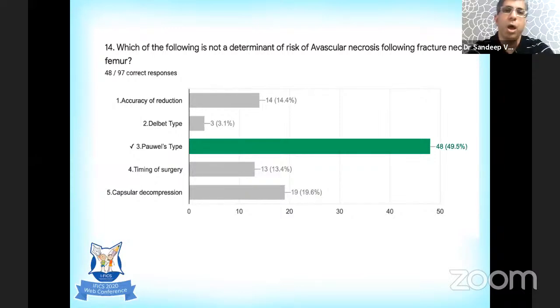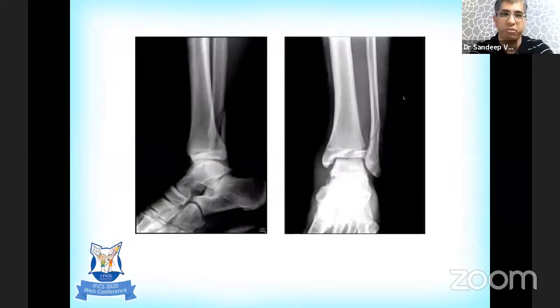Question 14, which of the following is not a determinant of risk of avascular necrosis? The correct answer is option 3, that is the Powell's type. 49% of our delegates have got it right. All the other factors are determinants of the risk of avascular necrosis.